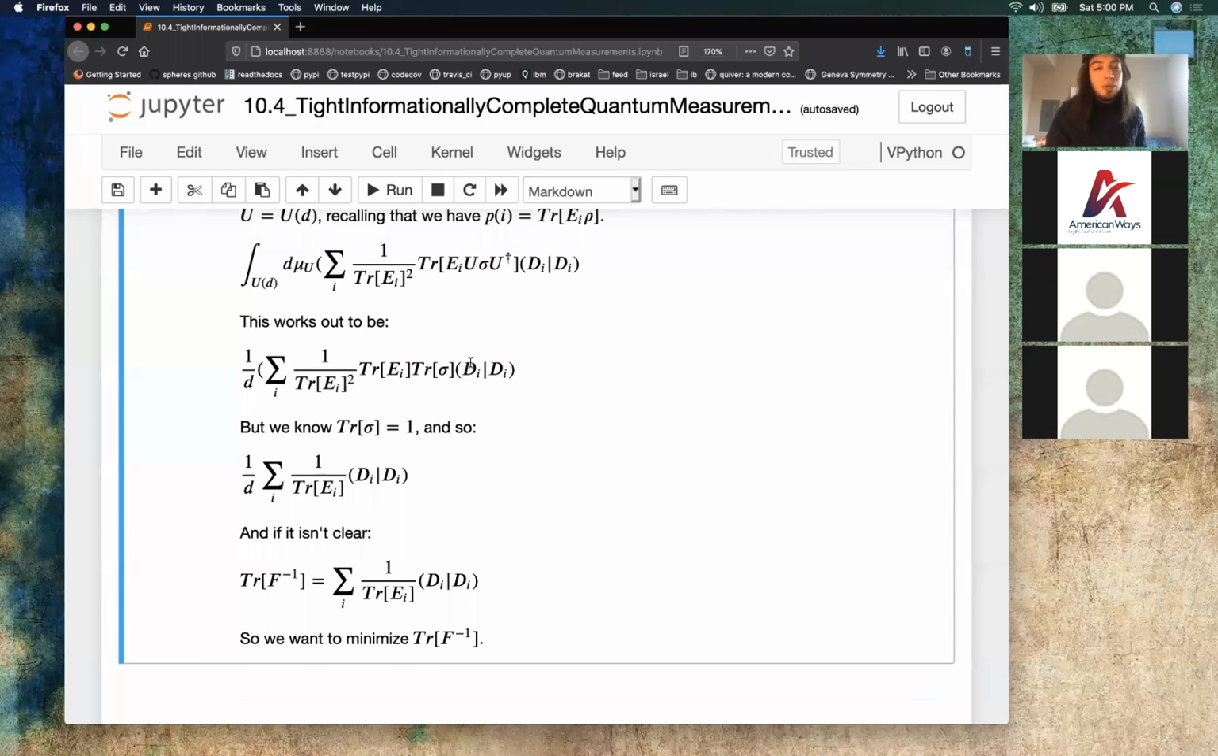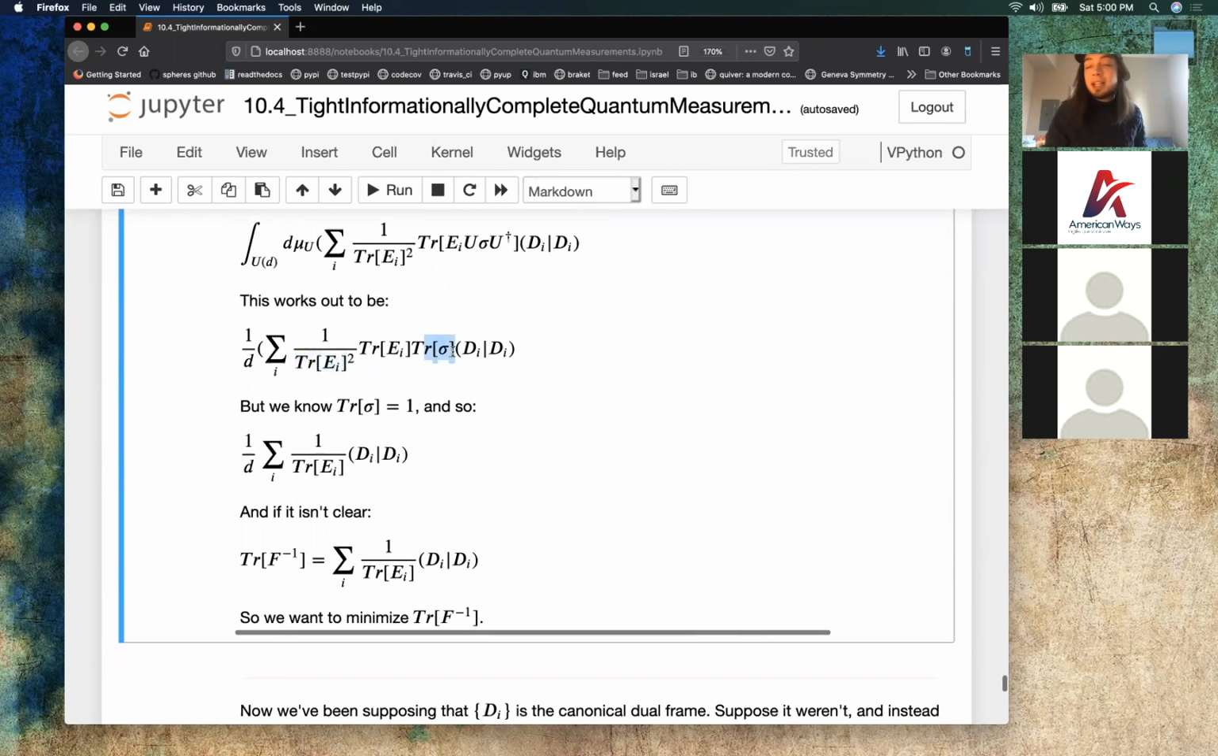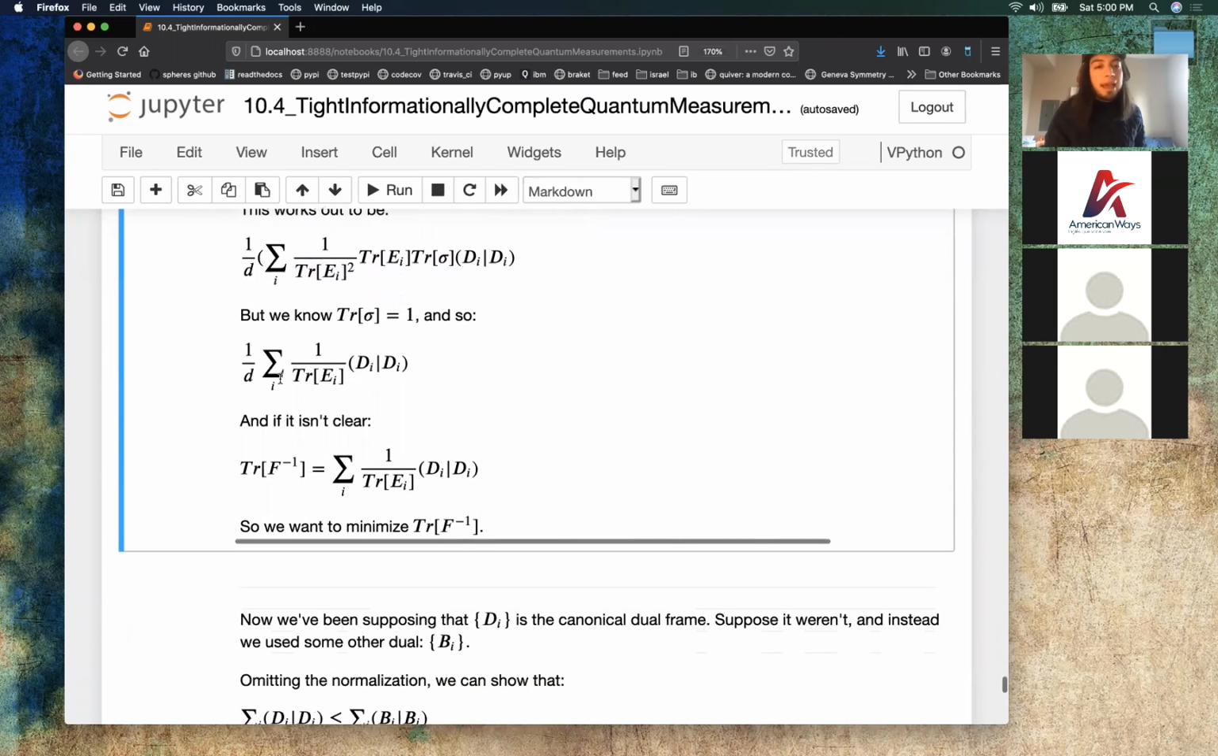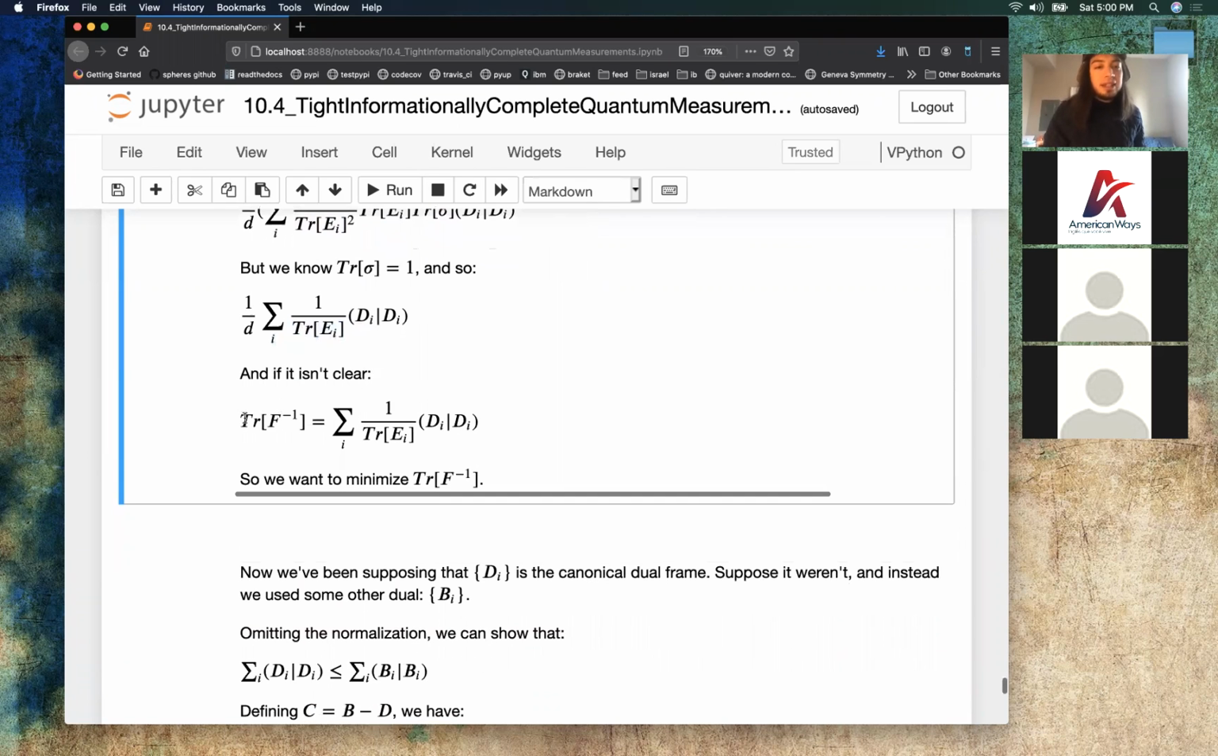And so this trace of E_i is going to cancel out with one of these. Trace of sigma: sigma is just a density matrix, it's got to have trace 1. And so we end up with this. But what is this? This is just the trace of the inverse of the frame superoperator.